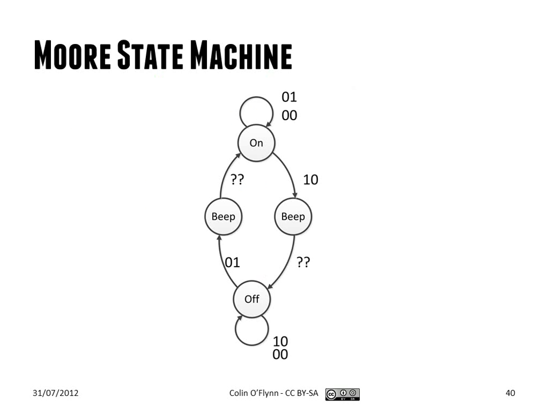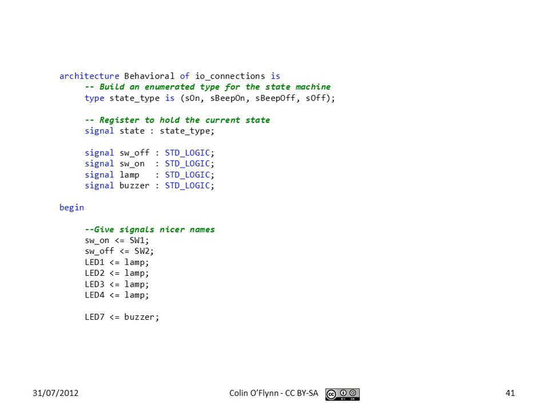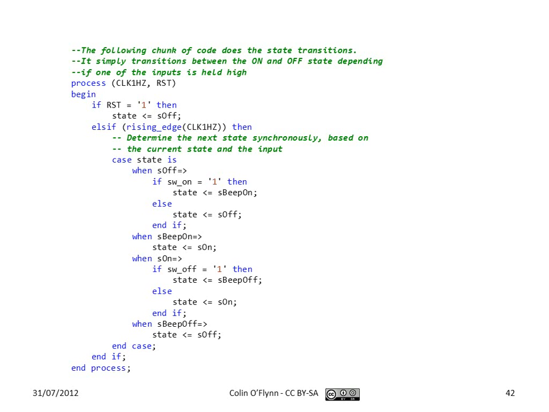For the Moore state machine, we just have 4 states instead of 2, but the output logic is slightly simpler. So this part's the same. You notice we have 2 extra states, the beep on and beep off. And now the state machine, you'll notice, there's S off and S on, but there's also this beep on and beep off state. And the beep on and beep off are just intermediate states that always transition to the next state.